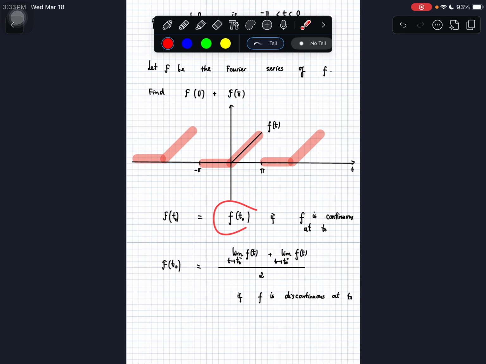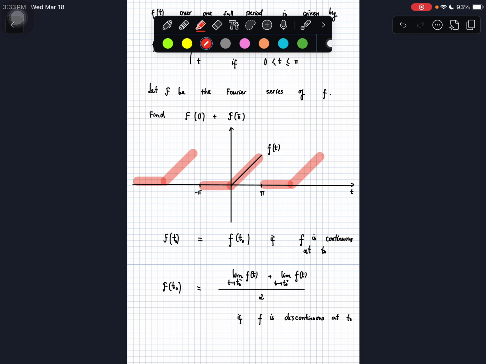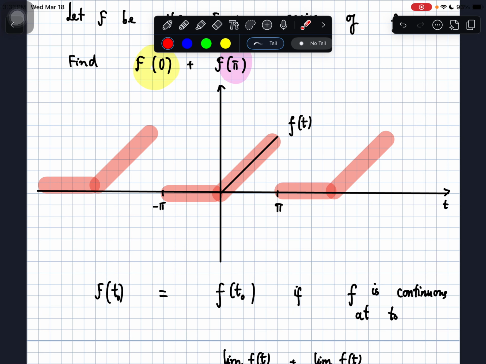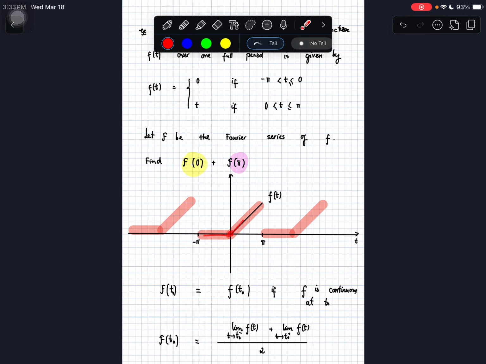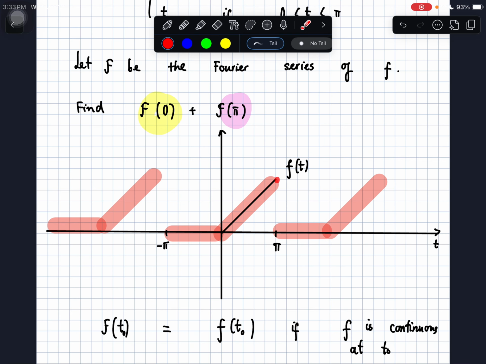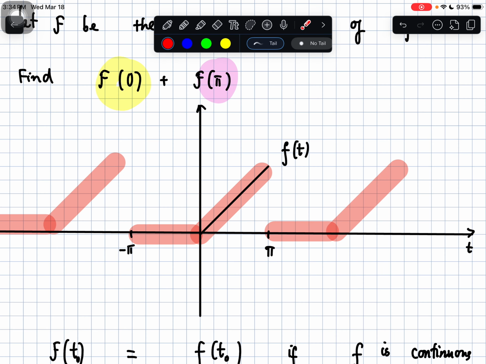Now we look at the 2 points here, 0 and pi. At 0, the left-hand limit equals the right-hand limit equals the actual value f at 0. So the function is continuous at 0. The function is discontinuous at pi. That's the remark we have. f is continuous at 0 and f is discontinuous at pi.